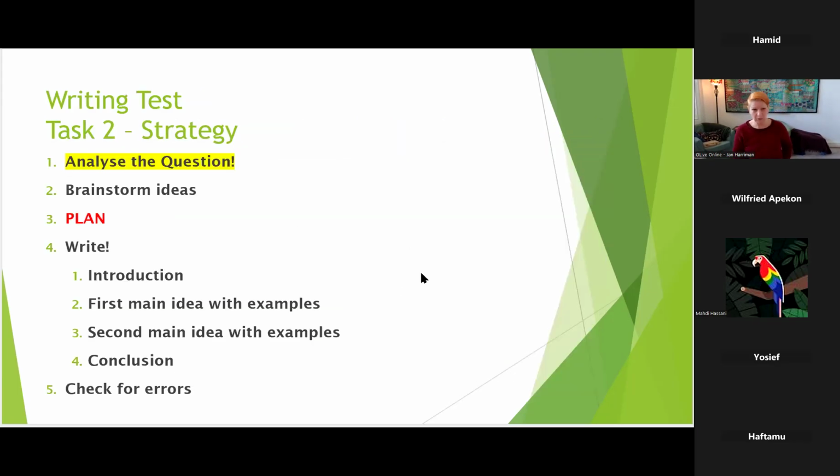Look at all of this. Two-thirds of our work happens before the part we think is most important. First, analyze the question. Second, brainstorm ideas. Third, plan. Just put numbers, put drawings, figure out how you're going to organize those wonderful ideas that you've had. Now, write the introduction.